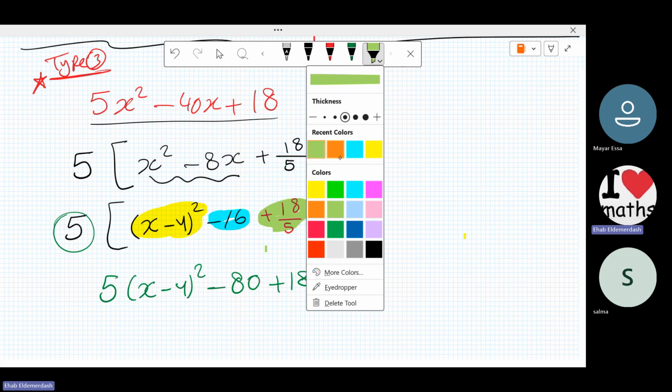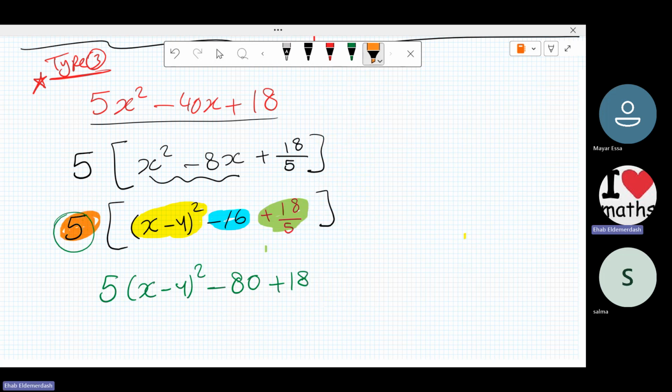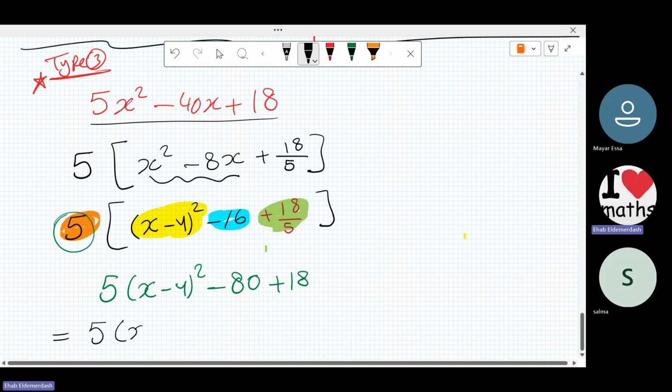So I have this 5, which is coming from outside, and I have to distribute it over the 3. So 5 into the bracket, I will keep 5 into the bracket. 5 into minus 16, it's minus 80. 5 into 18 over 5, this will give me 18. And the final step, it will be 5 into (x minus 4) squared minus 62, because we just added these two together.